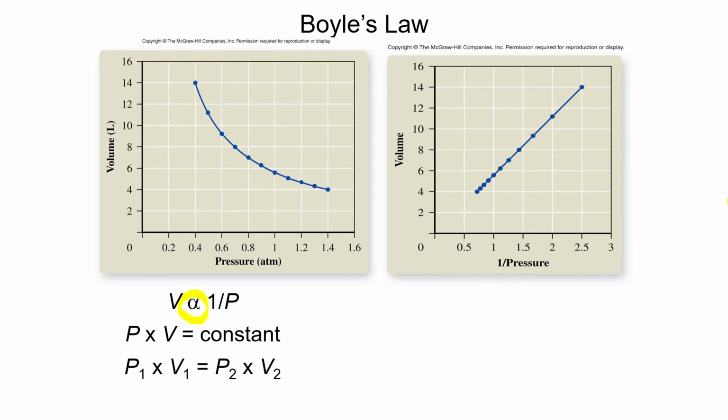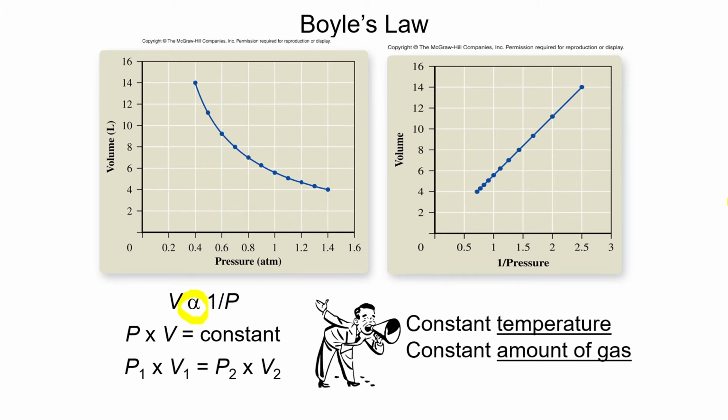Now, very careful. For this to work, we had to keep the temperature constant, and we had to make sure there's no leakage of gas. We had to keep the amount of gas constant, because remember, we already discussed that temperature and the amount of gas can also affect the pressure. We want to isolate the relationship between pressure and volume here. And this is what we call Boyle's law.